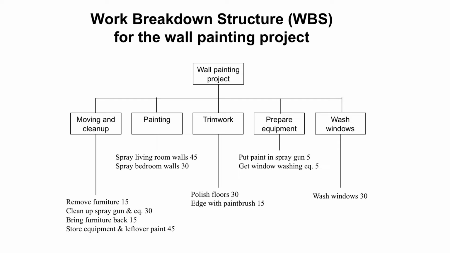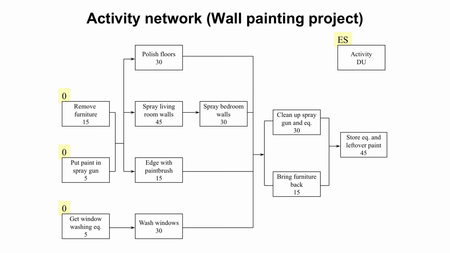And in this work breakdown structure, we have also marked the durations of each activity. Now we have formed an activity network from these lowest level work breakdown structure activities. And you can see that there are 3 activities with no predecessors. So remove the furniture, put paint in spray gun. We use the spray gun, we have only one of them, when spraying the living room walls and then the bedroom walls.